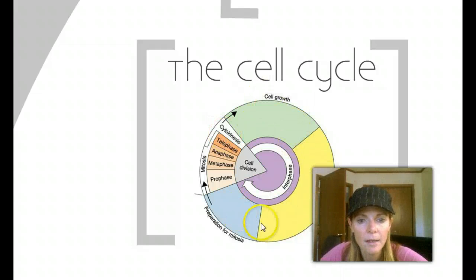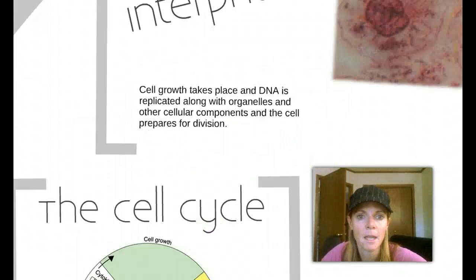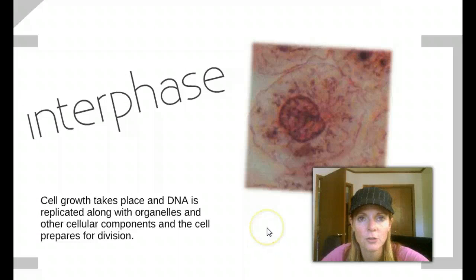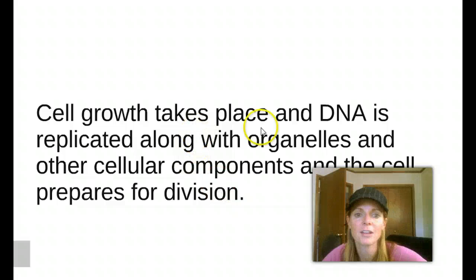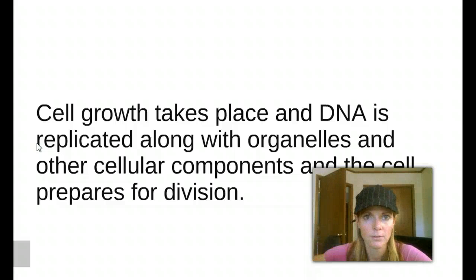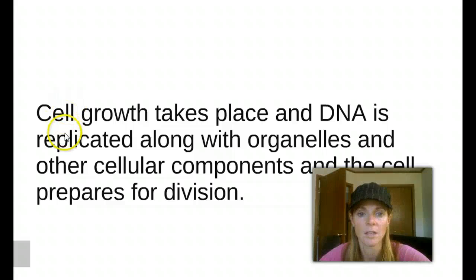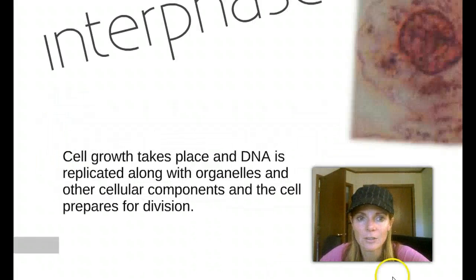So get to know that, understand it. It's a good timeline. It's a good thing to remember. You'll need to know it for your tests. All right. So let's move on to interphase. I showed you that the cell spends a lot of time in interphase, okay? So cell growth takes place, DNA is replicated along with organelles and other cellular components, and the cell prepares for cell division. Okay, so remember, this whole cell division is a constant cycle where you have a new cell, you go through interphase, then you go through cell division again, go through interphase, so it's going to continue to go through this. So let's look at this picture again.